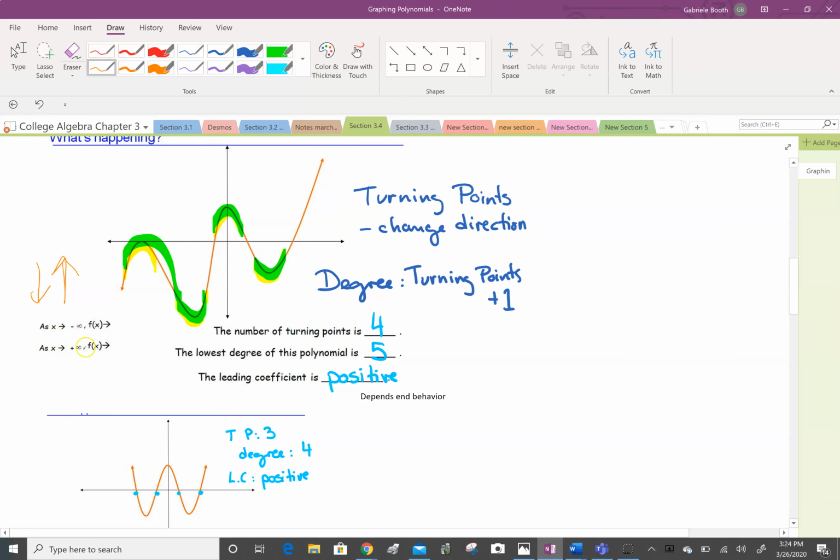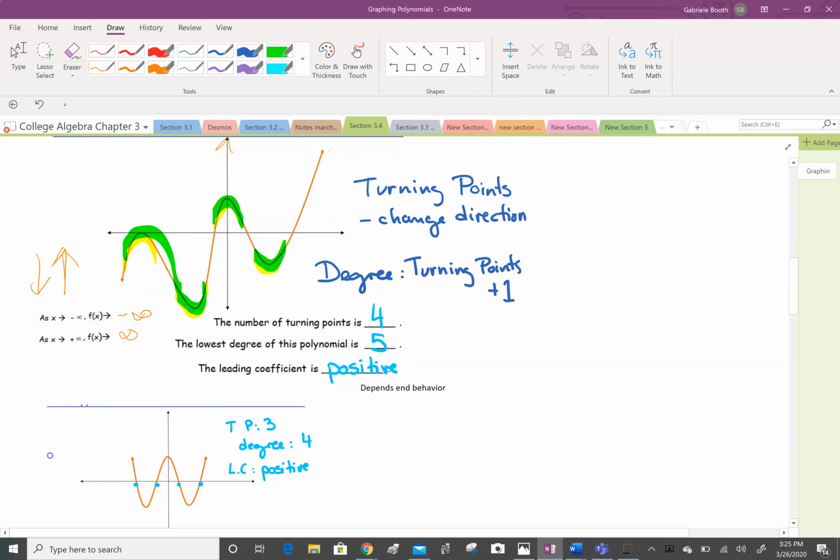So as x goes to negative infinity, that means f of x also goes to negative infinity. And as x goes to positive infinity, I'm right over here, you see that f of x, or your y value, also goes to positive infinity. So here you go. That is the end behavior.